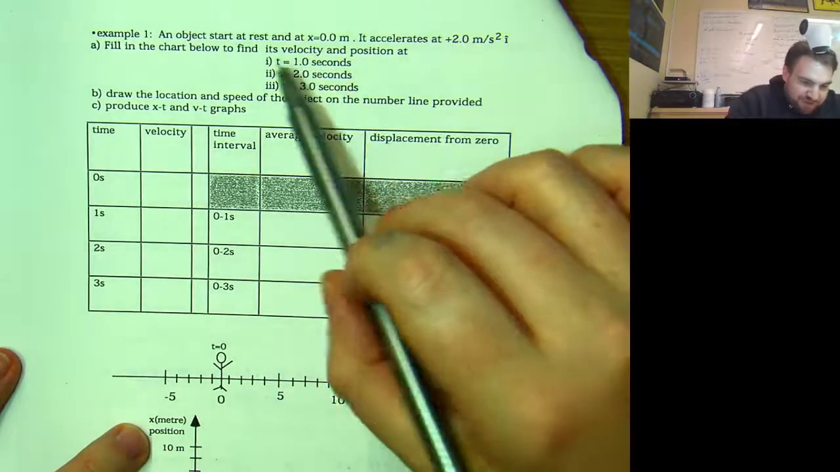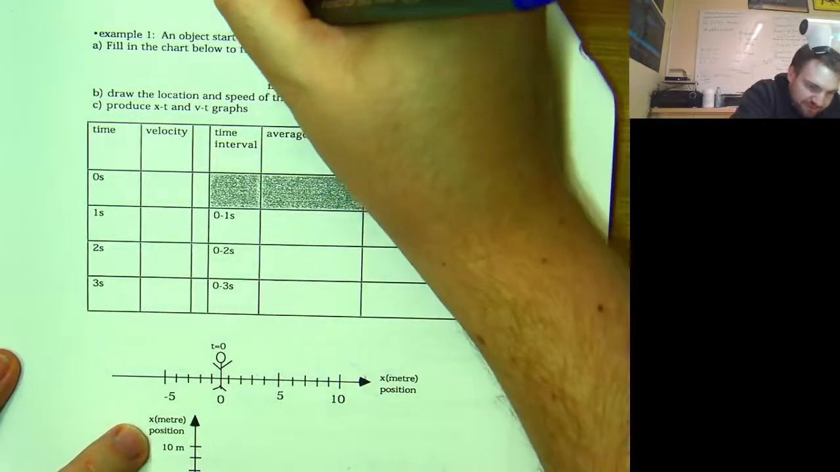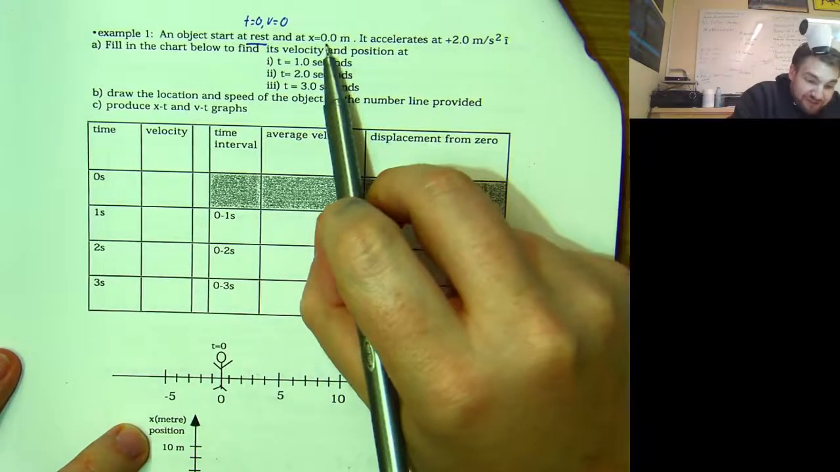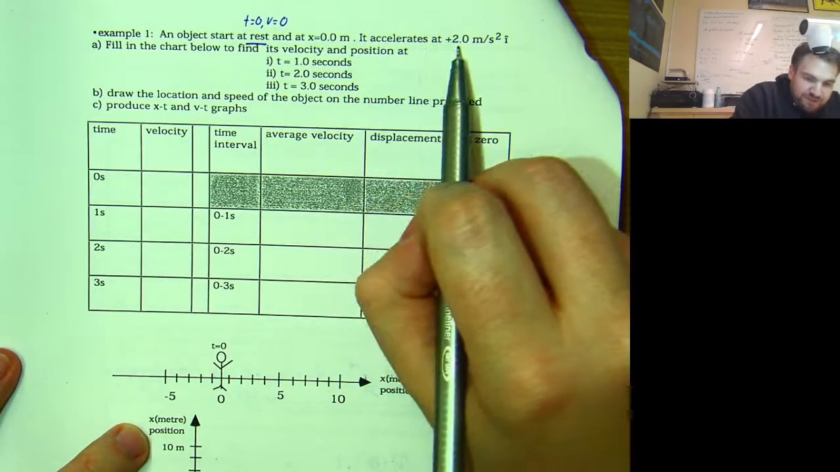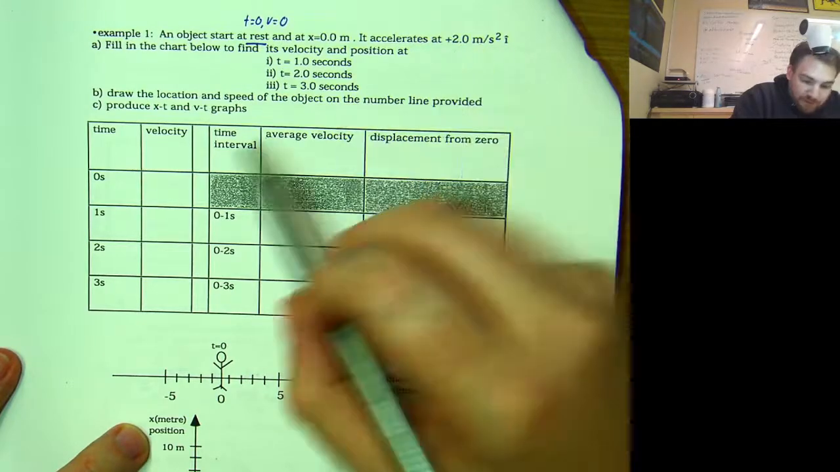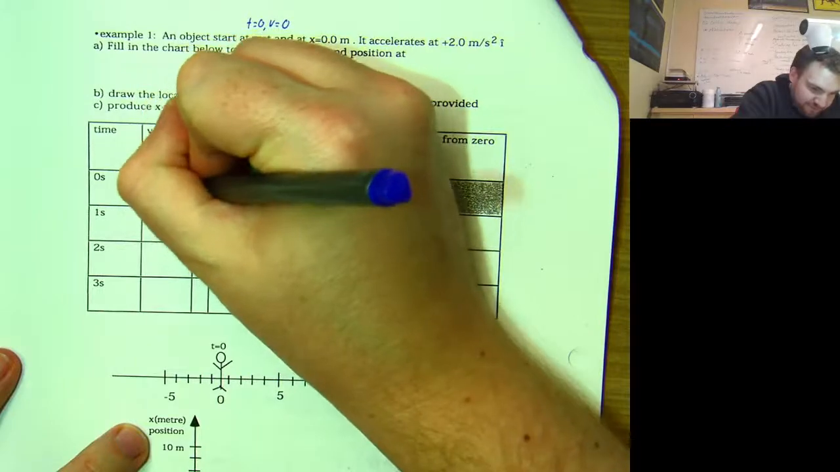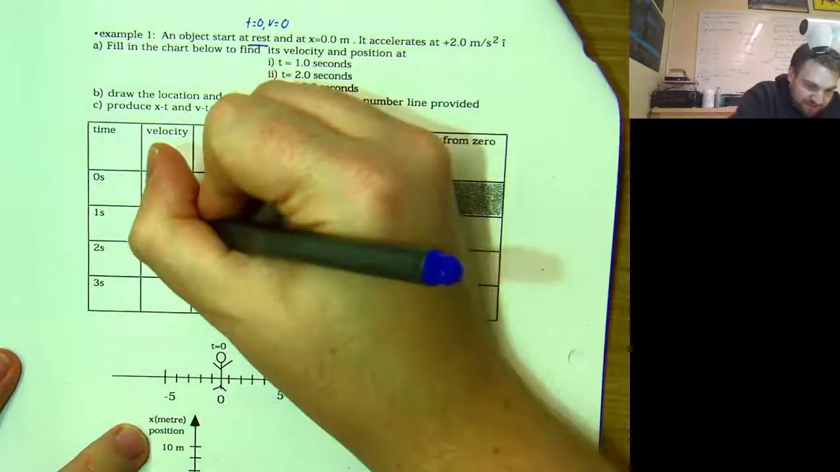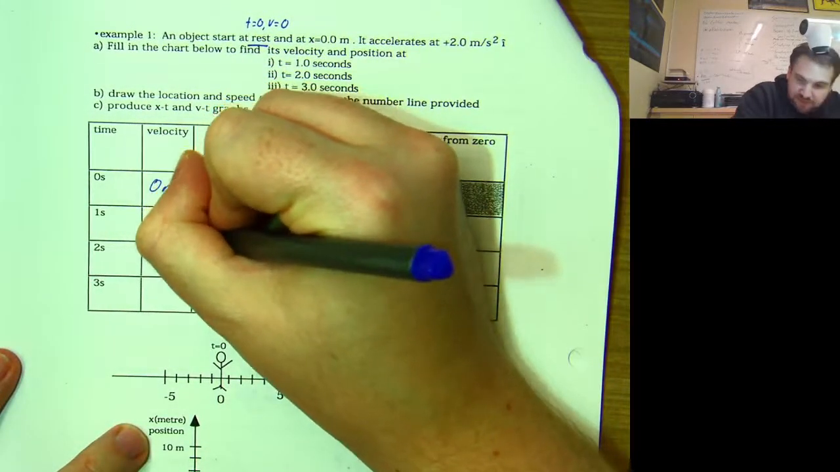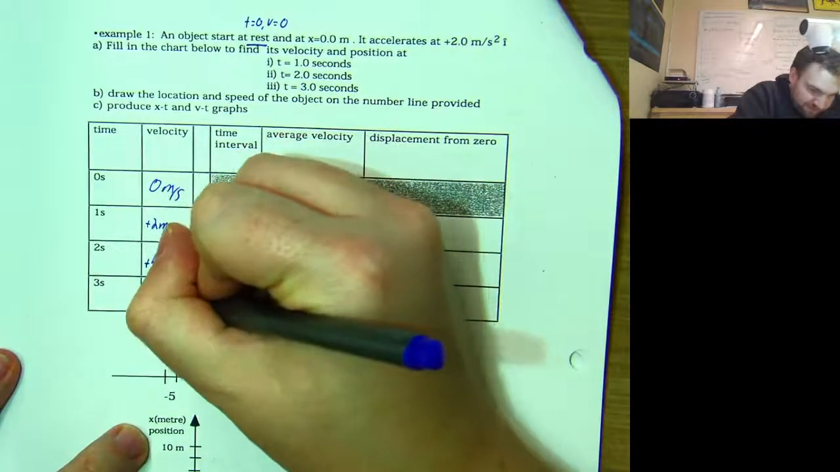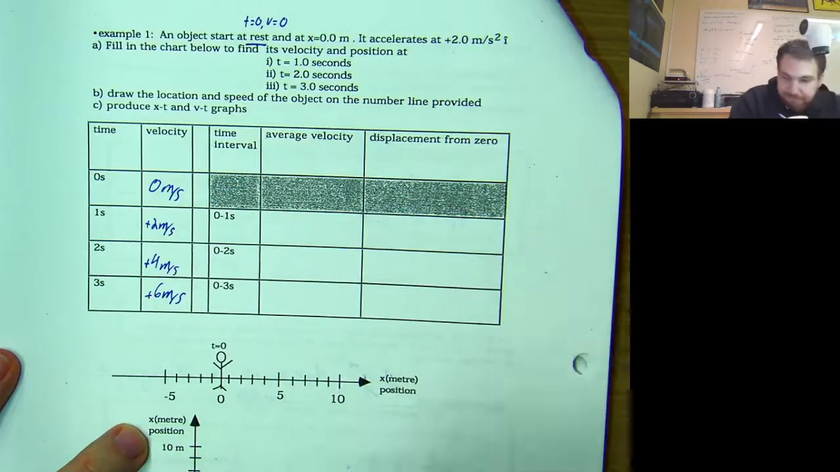So it starts at rest. At t equals 0, v equals 0. Position is 0, so that's good. And we've got the acceleration there of 2 meters per second squared I hat. So we can fill this in here. At 0 seconds, the velocity is 0 meters per second. At 1 second, it's positive 2 meters per second, and then positive 4 meters per second, and positive 6 meters per second.